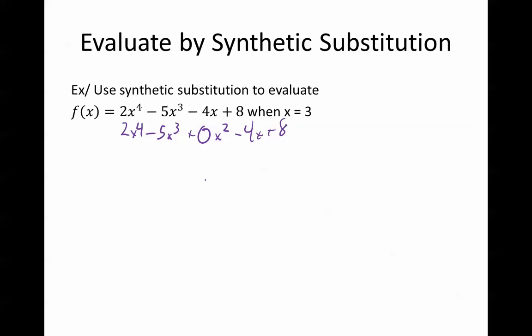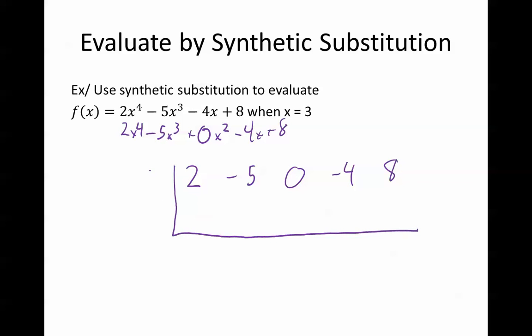So when we write out our coefficients, we're going to write them out including the 0, okay? And then I'm going to draw a line over it here, and I'm going to put the 3 onto the side, okay? So again, this is a process that is faster than doing direct substitution. And it works like this.